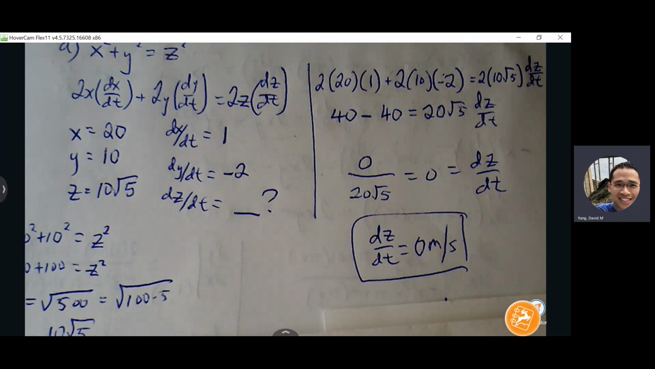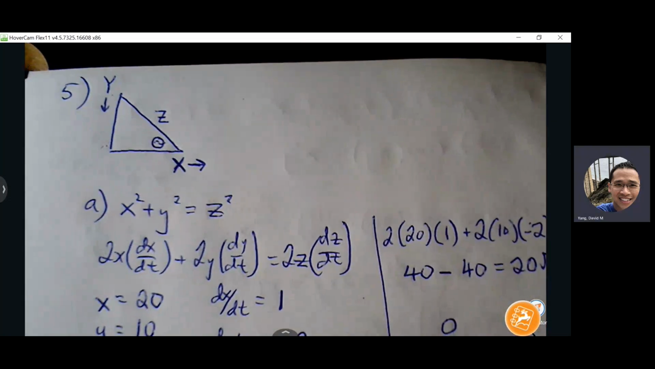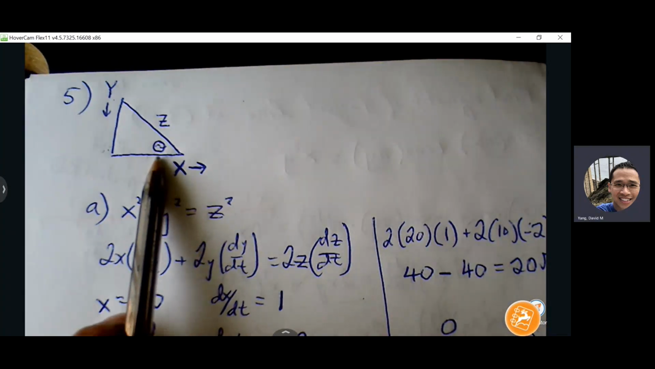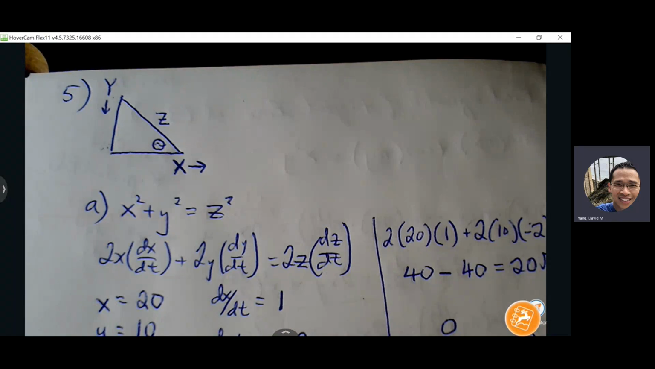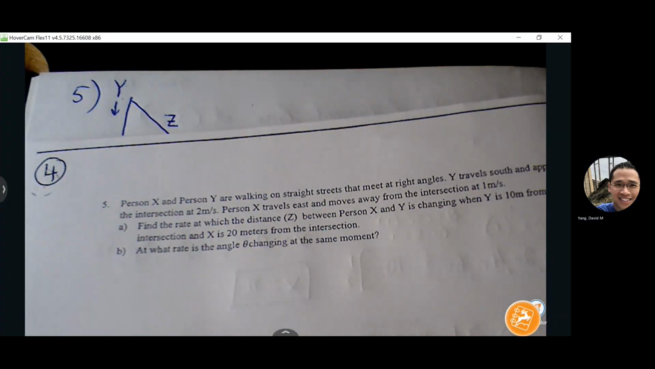Okay, part B says, at what rate is the angle theta changing at that same moment? Now, the direction in the problem doesn't really identify where that theta is. So on the test, I'll be very specific. I'll either draw a picture for you or I will specify where that theta is, so you don't have to guess. I know the directions on this problem are not very clear here. But okay, let's go ahead and figure out how we can solve for theta.